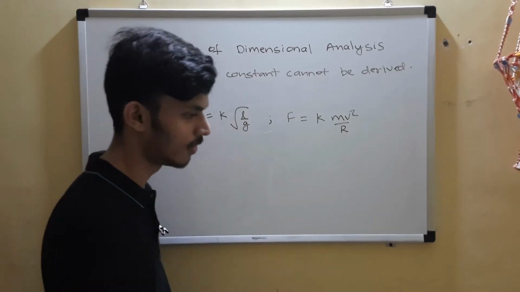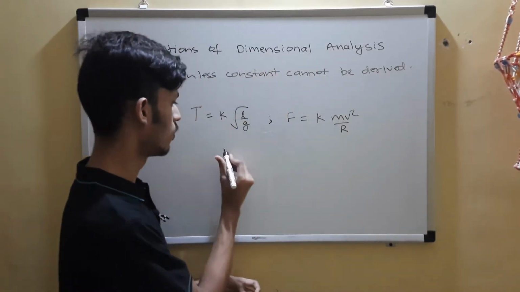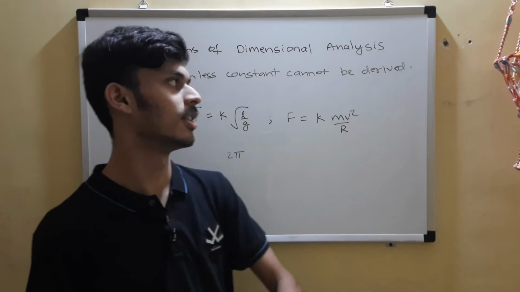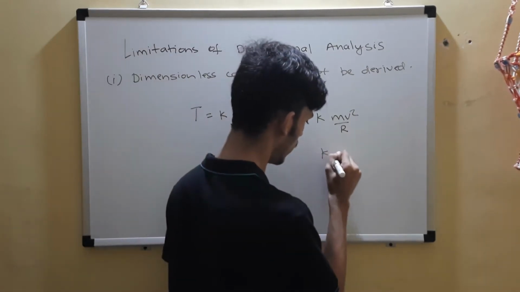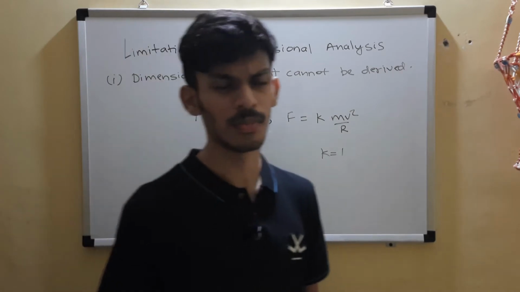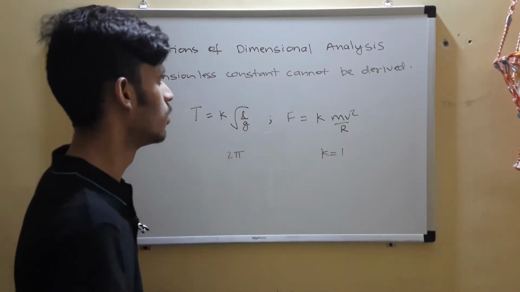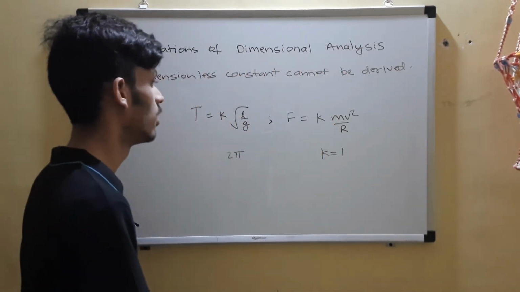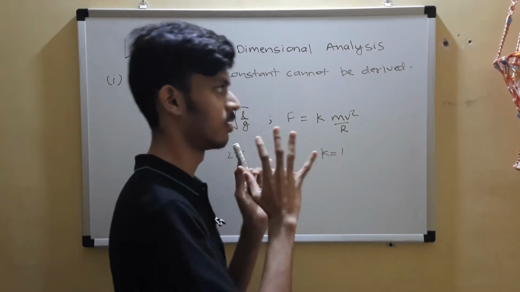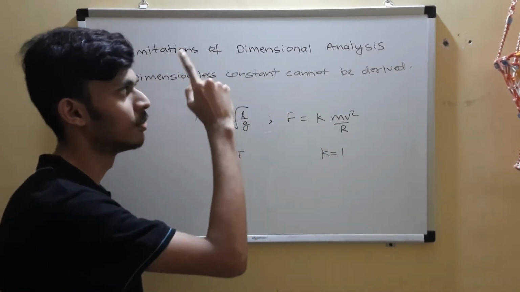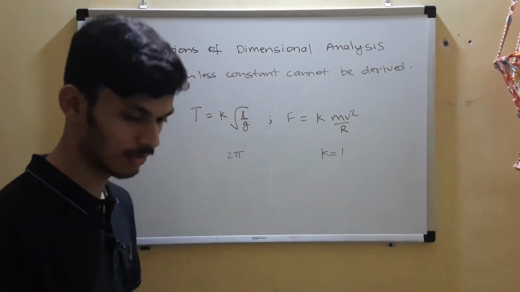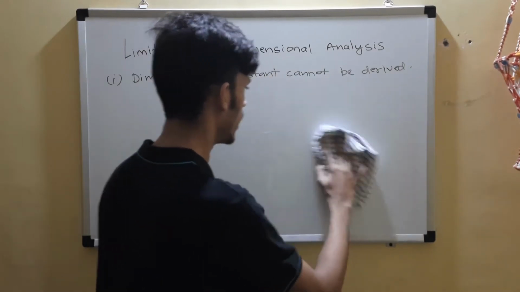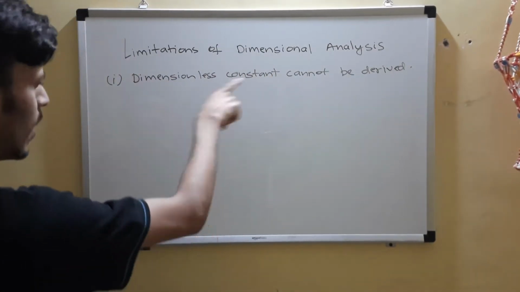I told you in the previous class that this K was 2 pi over here. And how did we say that? It's through experiment and not through dimensional analysis. We cannot say what the value of this K will be in the formula that we derive through dimensional analysis. So it becomes a limitation of dimensional analysis, right? Dimensionless constant values cannot be derived through dimensional analysis. This K is found out through experiments.